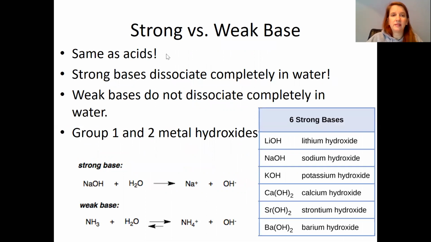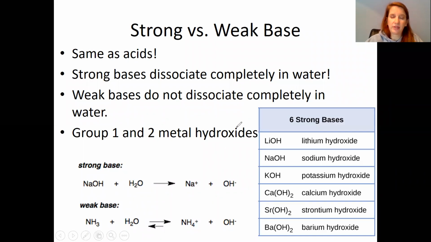So then bases, the definition for strong and weak bases is the same. Strong bases dissociate completely in water.